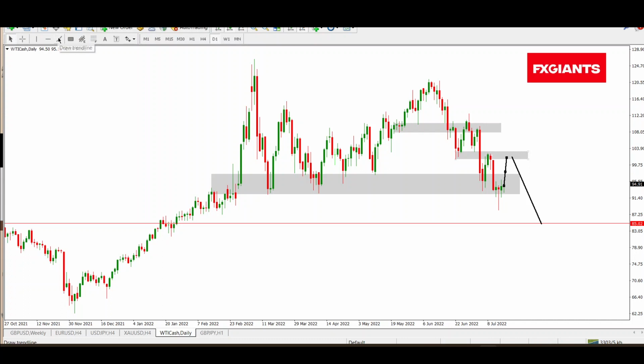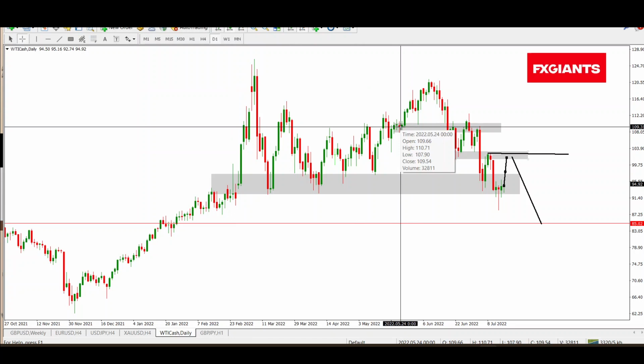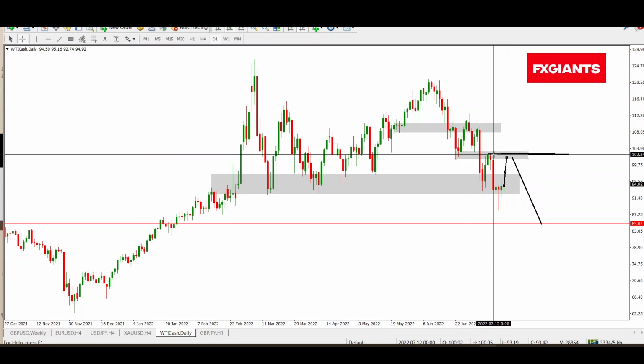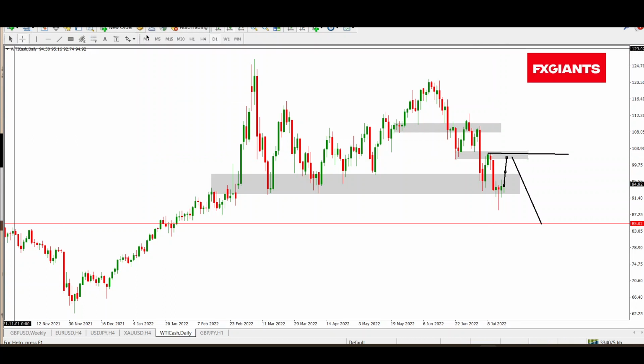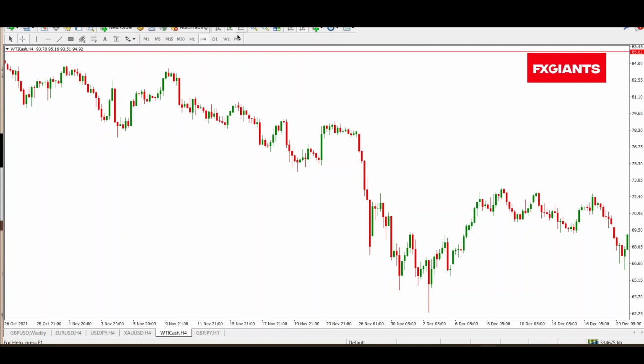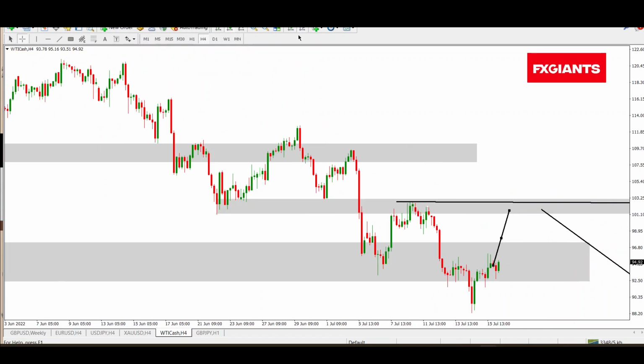But if for any reason we break above this high here, then we should expect higher prices with our first target at 109.31. That's going to be our first target if price breaks above this daily high. But overall, our bias remains bearish for now. We're going to watch how price action develops within the week on US oil as well.